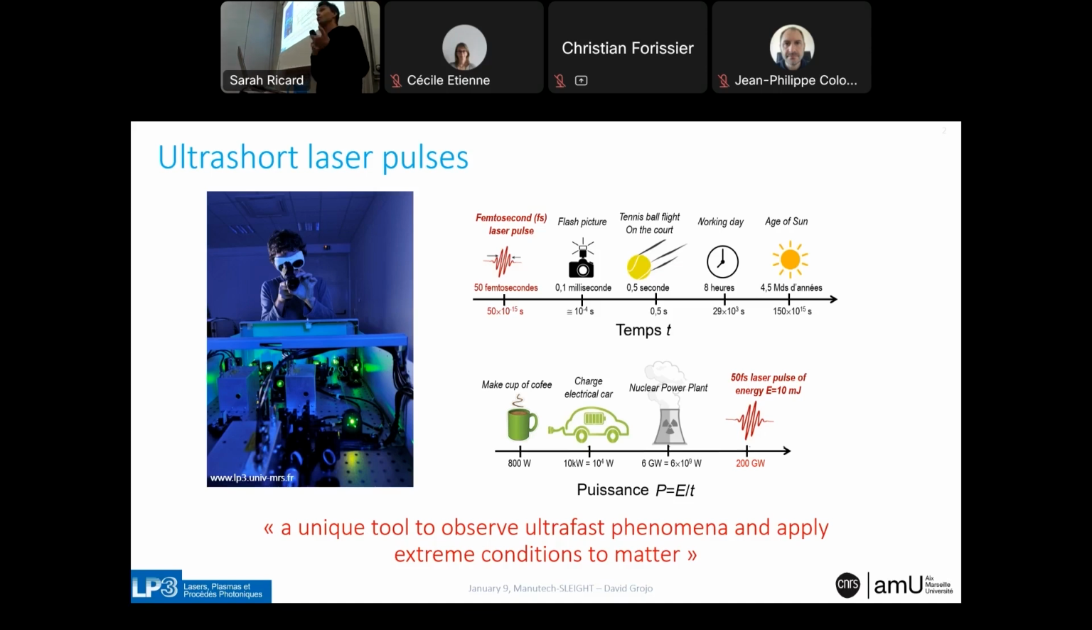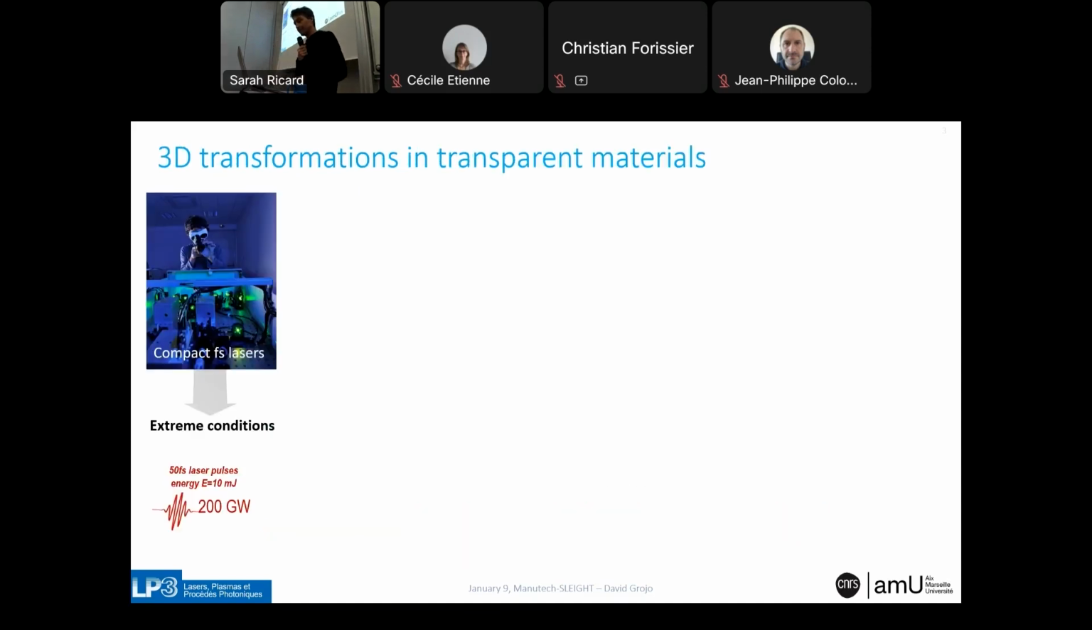So with the same laser, you can apply extreme conditions to matter, but you also have the possibility to probe the response of that matter at the same time. That's a very strong advantage, and that's what people rely on for the very applied field of laser processing. So if we continue to discuss these extreme conditions, materials have no choice. It has to react to these extreme conditions.